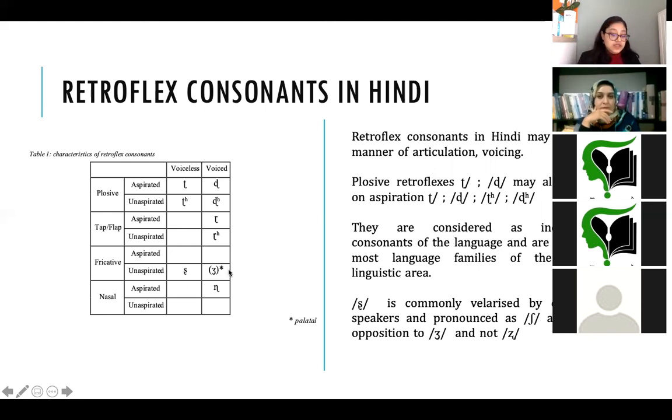These are considered indigenous consonants of the language, and they're found in most of the language families of the Indian linguistic area, not just the Indo-European language family, and including other languages of the world. They're found in about 20% of all languages in the world, and they're considered one of the major phonological trait evolutions that differentiated them from their superbranch in the Indo-Iranian languages.